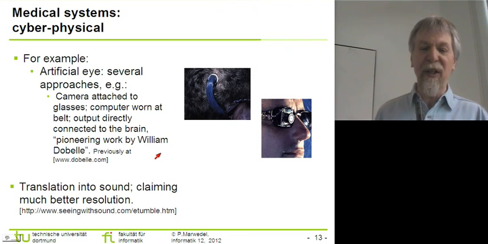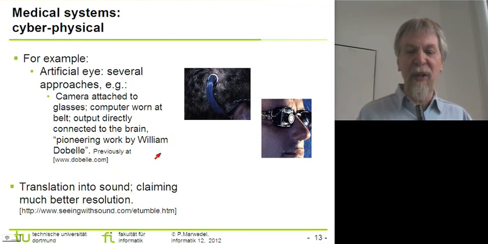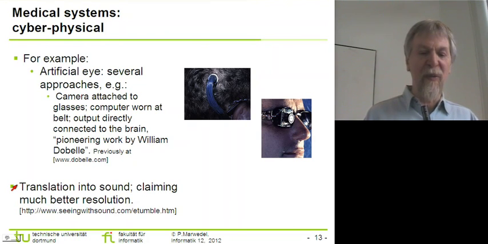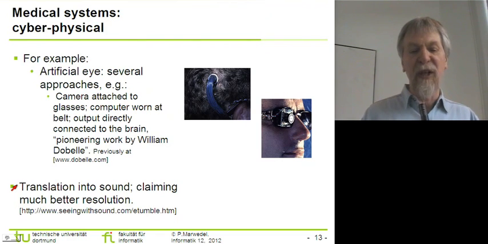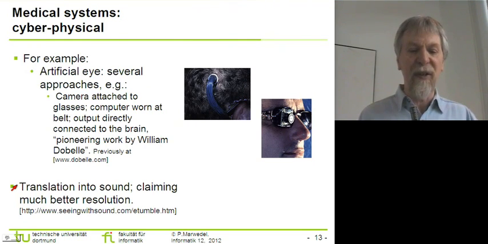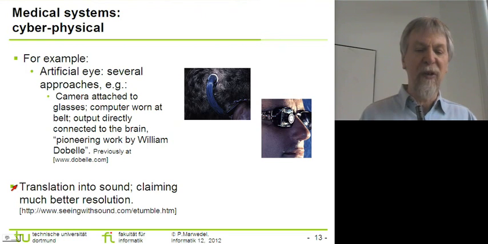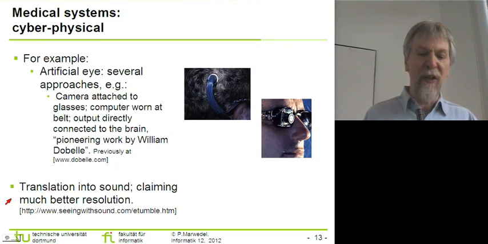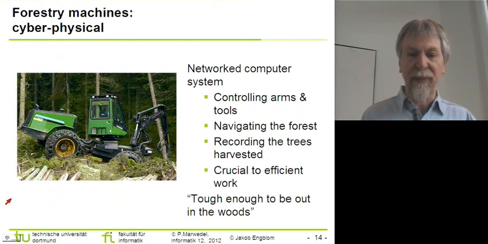The pioneer working in that direction died in the meantime, and more recently, other approaches have been proposed and are being used these days. So for example, there is the approach to translate images into sound and then to provide the blind person with some type of earphones, and in this way a blind person can get a certain limited impression of their environment.